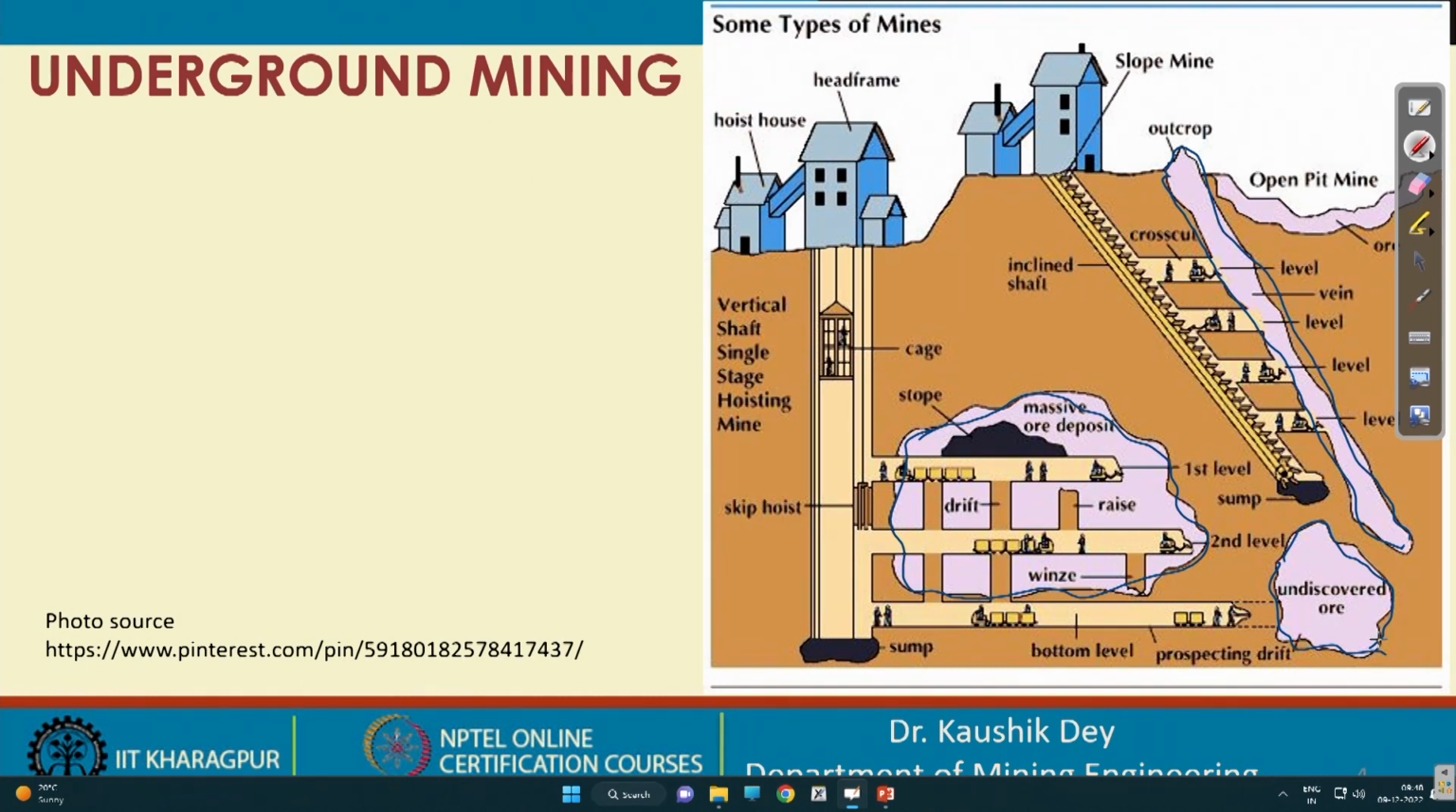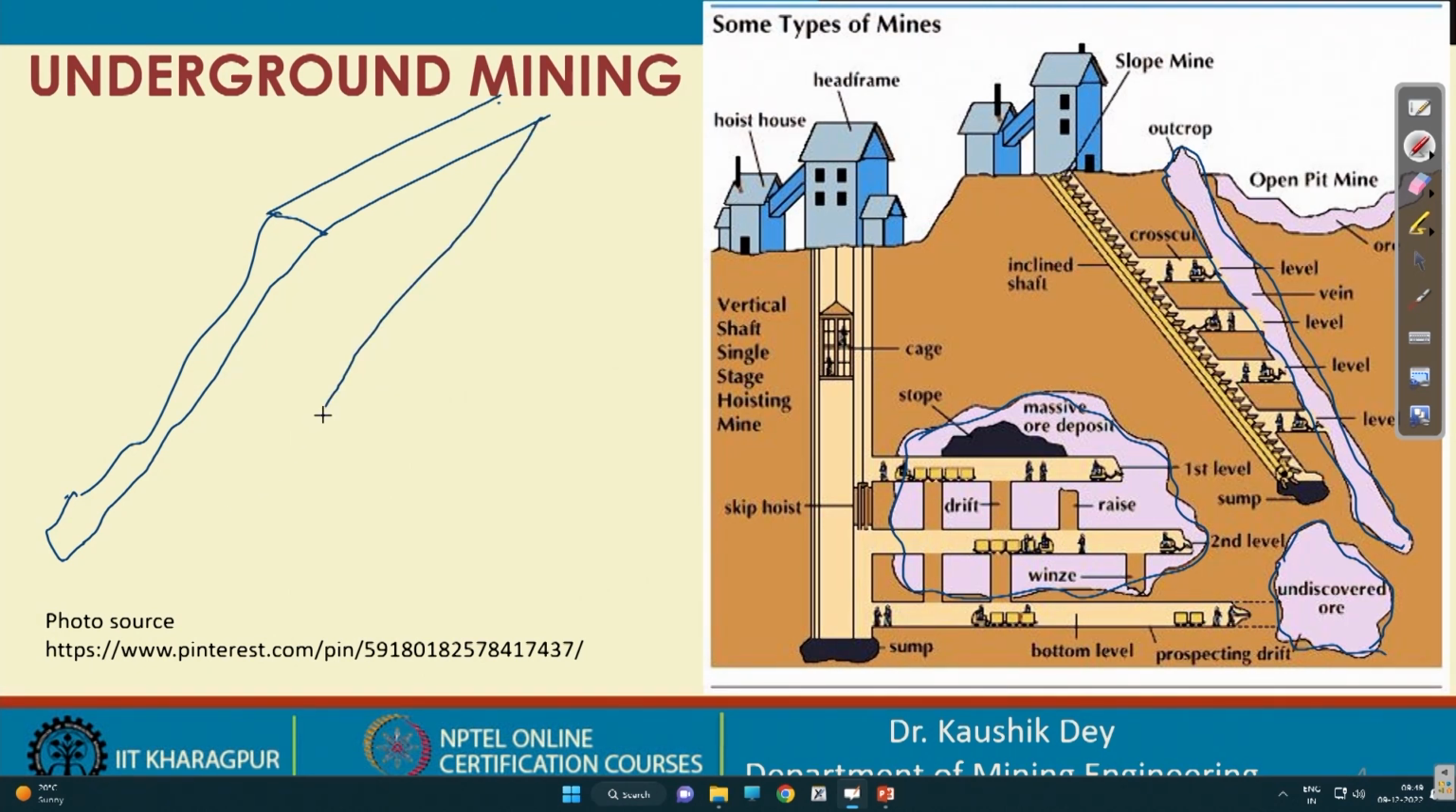So, there are different approaches to do this. If you look at these deposits in a 3-dimensional way, this is the strike direction, and this is the dip of the deposit, as you can understand.